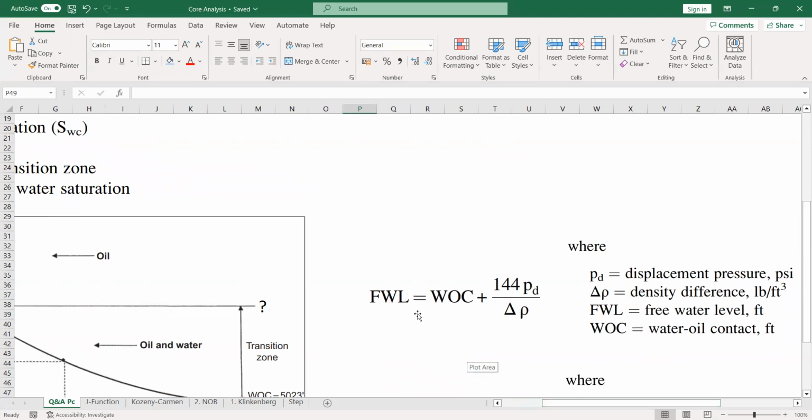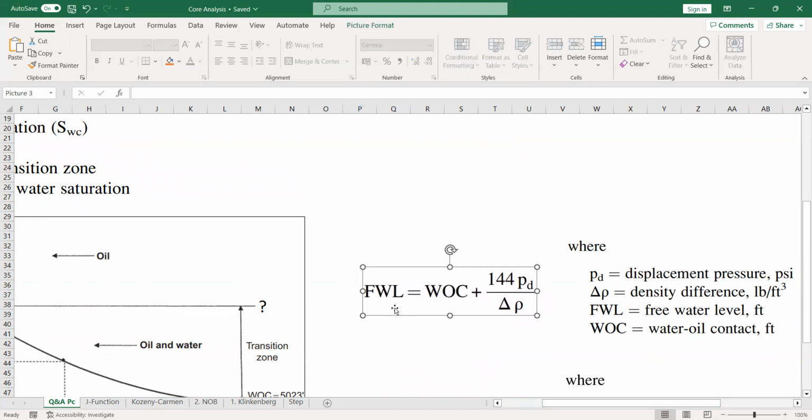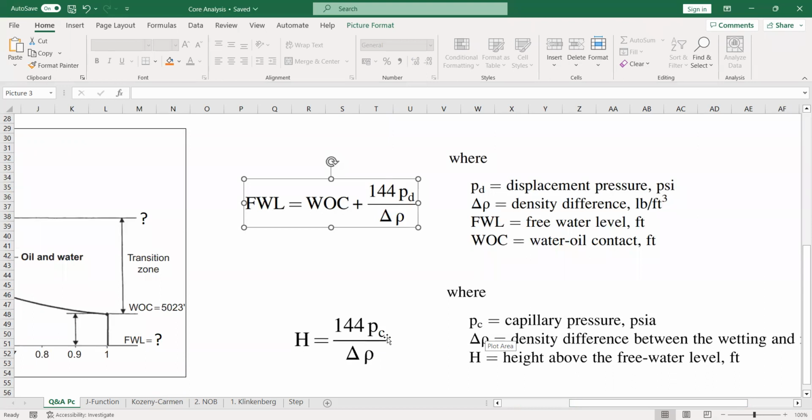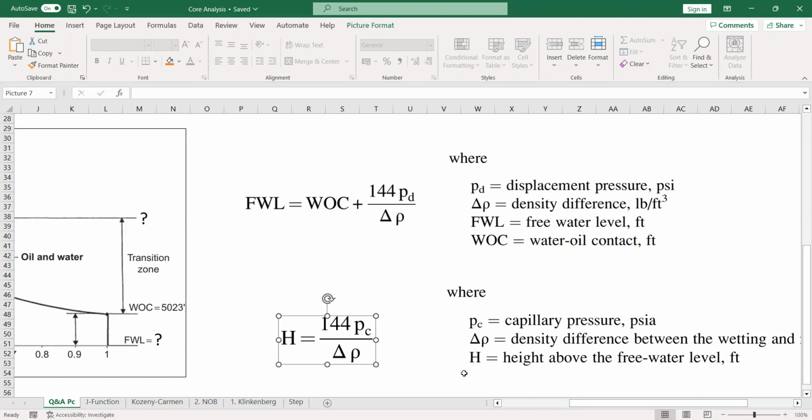Like how to calculate the free water level. If you know the water oil contact, we are going to use this. So FWL equals WOC, water oil contact, plus 144 multiplied by PD divided by delta rho. PD is the displacement pressure, and this is the density difference. And of course, free water level and water oil contact. And then we are also going to use this H. H is height above free water level, and then PC, and then density difference.